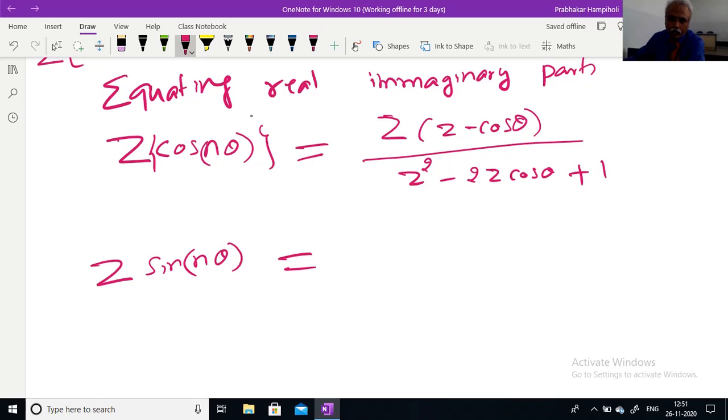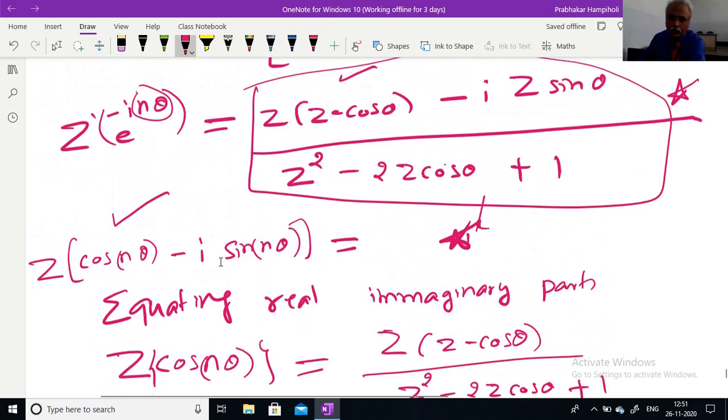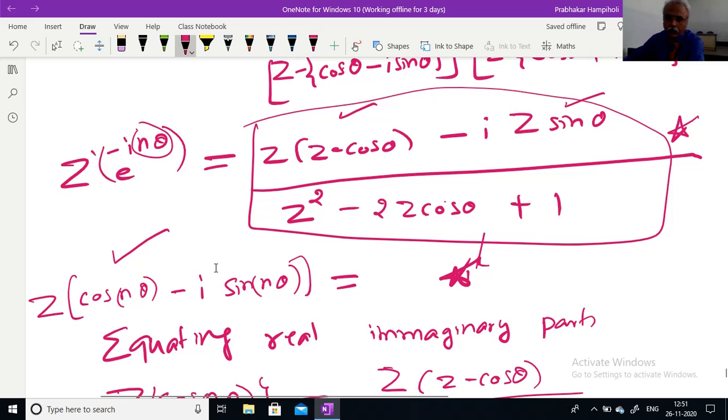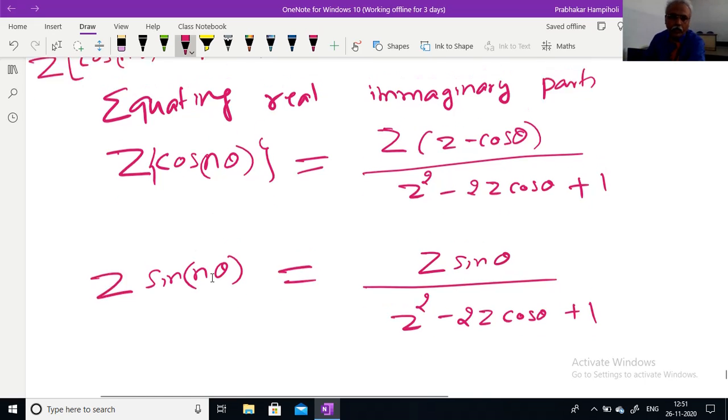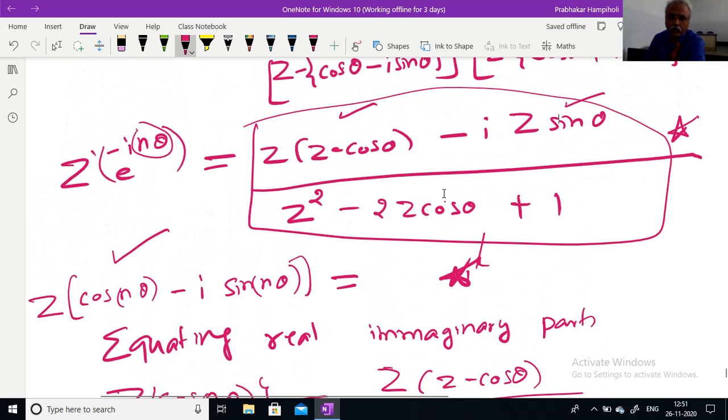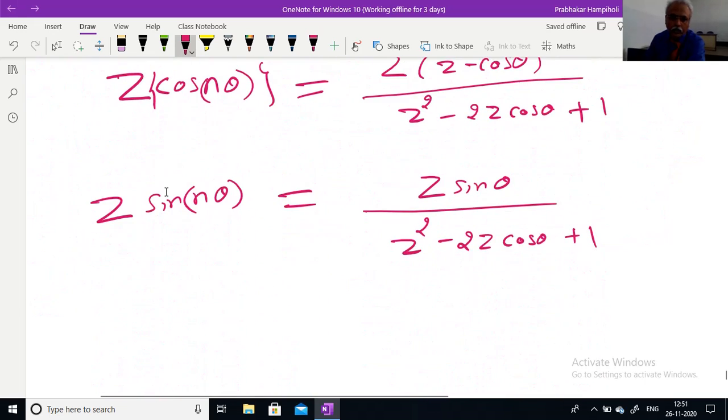Practice this. Denominator same, we know already, z square minus 2z cos theta plus 1. Numerator, once again we shall see, it is nothing but z sin theta. So I have to write z sin theta, because both imaginary parts are negative. Minus and minus also is getting cancelled. I and I getting cancelled. Imaginary part means without i. Some people write i also. We should not write i.